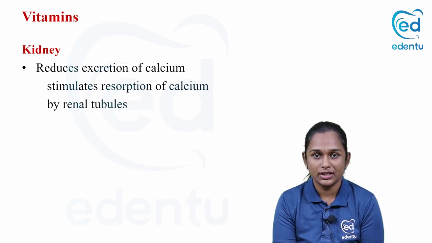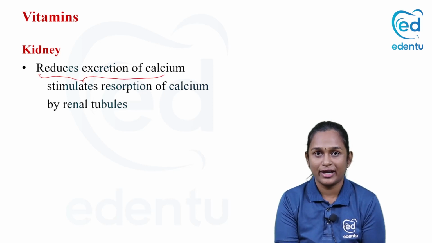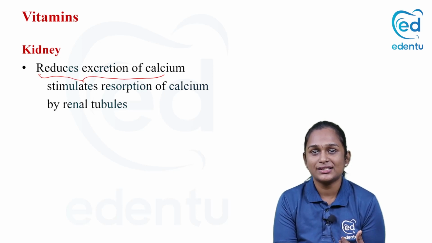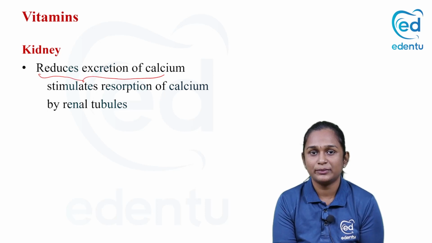And what happens in the kidney? Again, it helps in reabsorbing calcium. It reduces the excretion of calcium. How does it reduce the excretion of calcium? Because it stimulates the resorption of calcium from the renal tubules. So this is how vitamin D acts in bone, small intestine and kidney.